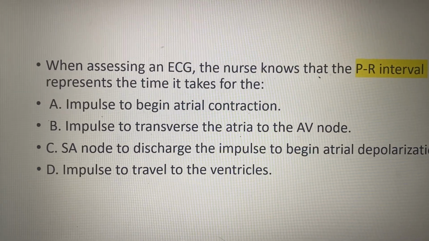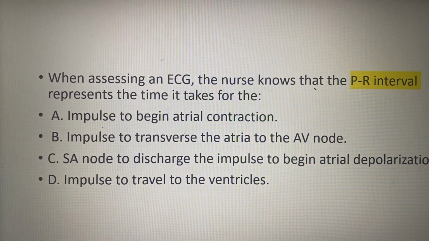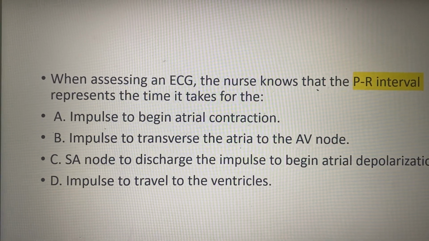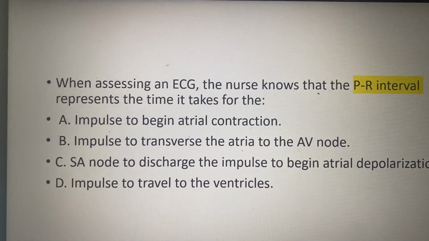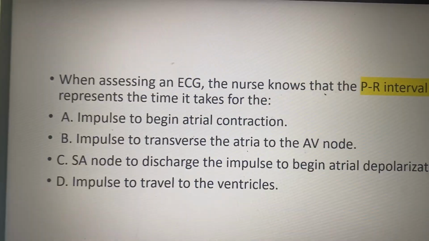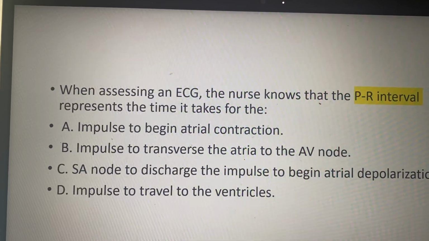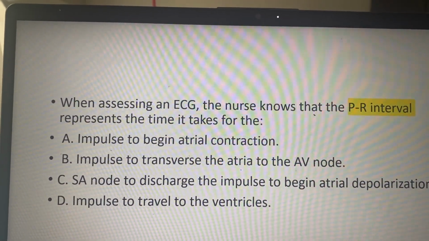So when we look at A, impulse to begin the atrial contraction, right? We know that atrial contraction is the beginning, right? The impulse that starts in the right atrium and the SA node, that is correct. And so if you said that, basically that is going to be your P wave. But we're not looking at the P wave. We're looking at the PR interval.